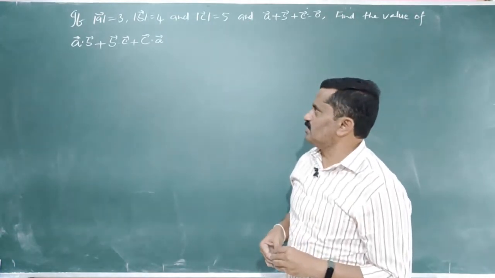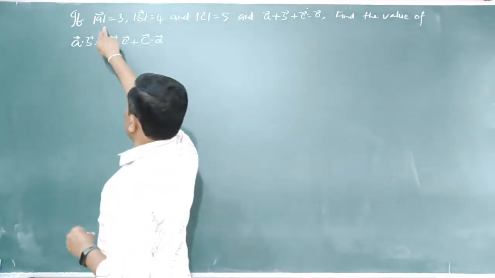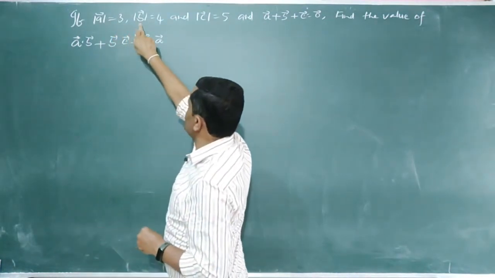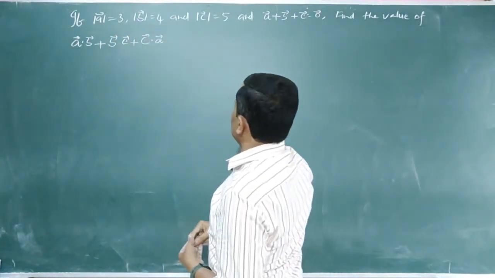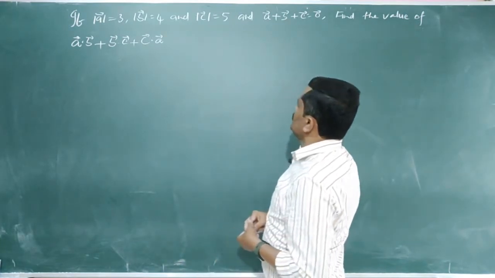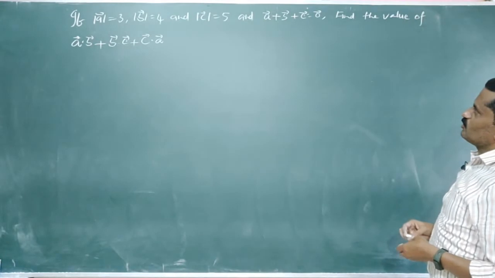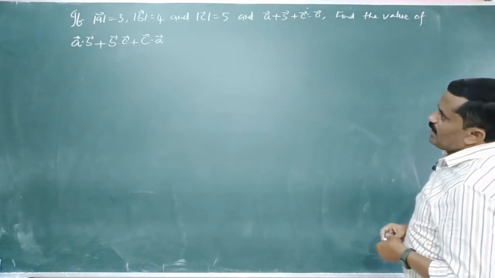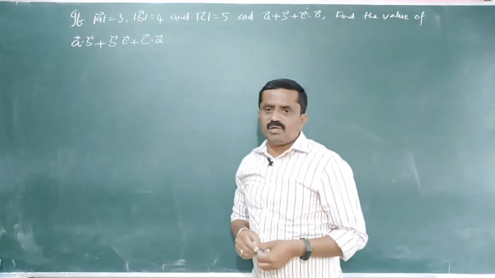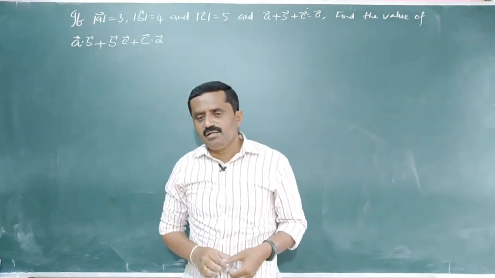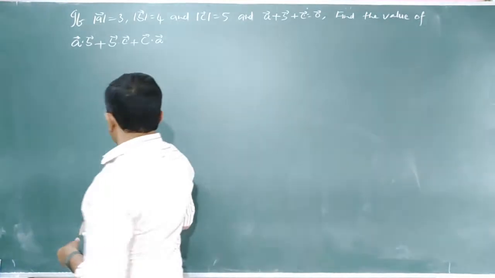Here we have: if magnitude of a bar is equal to 3, magnitude of b bar is equal to 4 and magnitude of c bar is equal to 5, and a bar plus b bar plus c bar is equal to 0 bar. Find the value of a bar dot b bar plus b bar dot c bar plus c bar dot a bar.